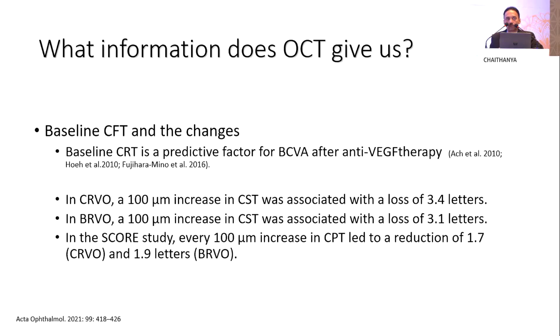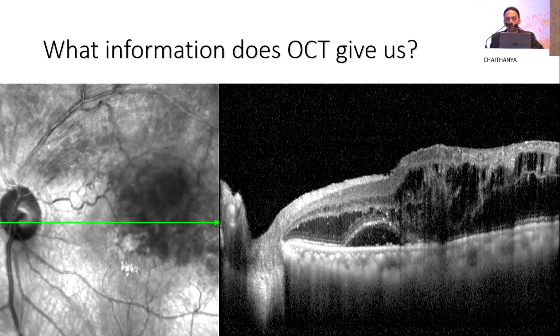It is a predictive factor for final visual acuity after anti-VEGF therapy. Like there are studies which have shown that if the CFT is more than 500 microns, these patients may tend to do better with steroids than anti-VEGF agents. And we also look at other biomarkers. We look at the presence of intraretinal fluid, the subretinal fluid, hyperreflective foci, and other OCT biomarkers.